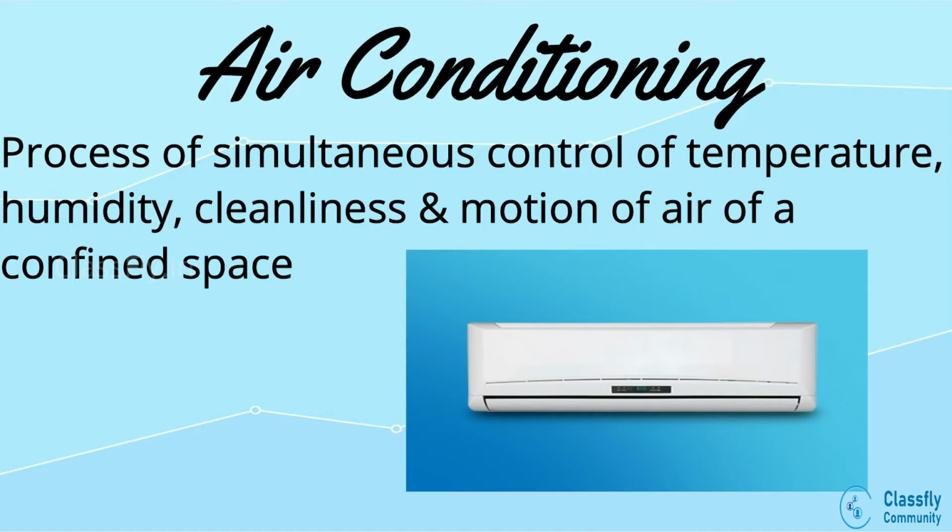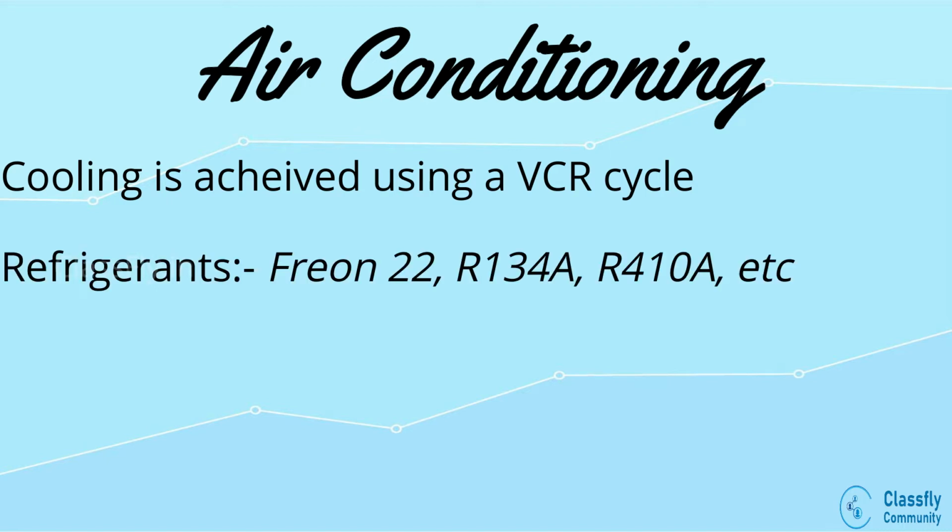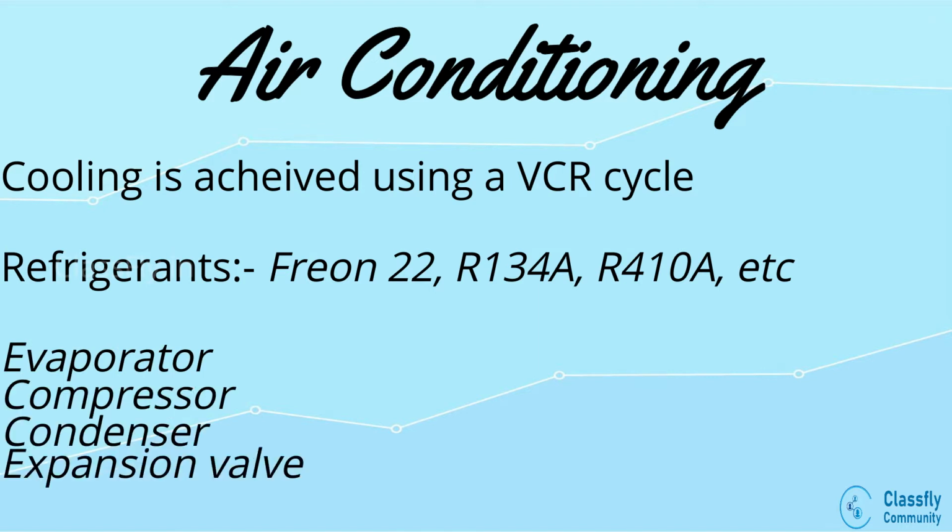The principle is similar to that of the refrigeration, but here it is done without an insulated box. Cooling is achieved using a vapor compression refrigeration cycle. Here, a refrigerant, usually Freon 22 or hydrofluorocarbon types such as R134A, R410A, etc., is made to circulate through various components like evaporator, compressor, condenser, the expansion valve to complete the working cycle.